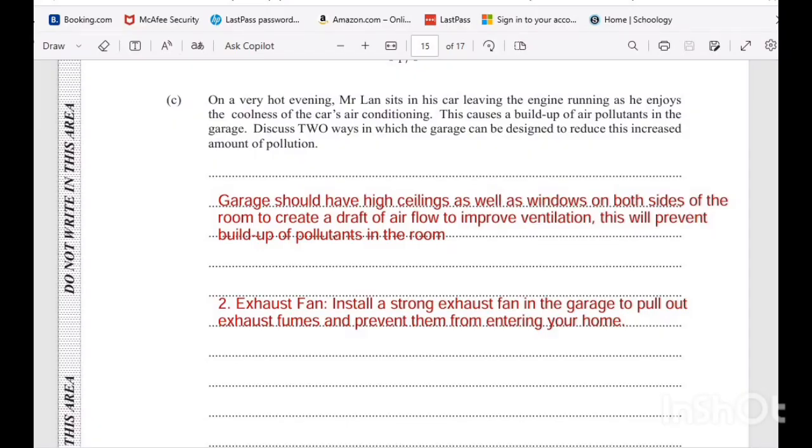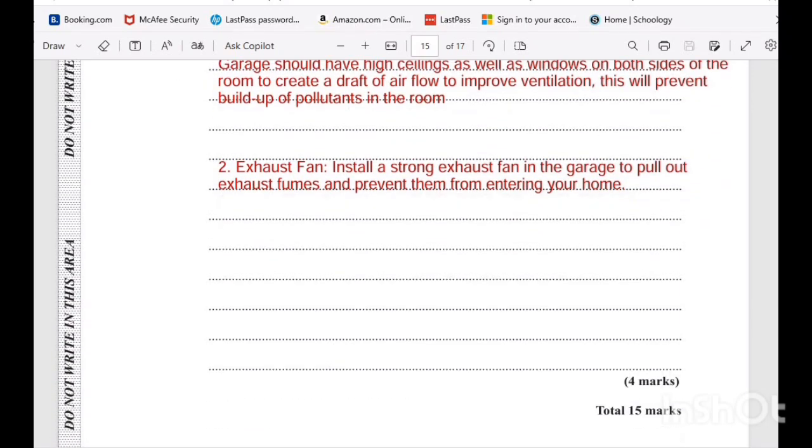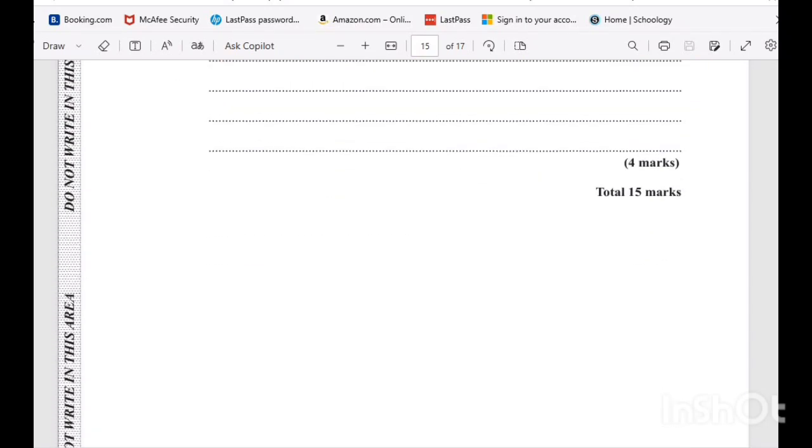And then the second one is an exhaust fan. So he should install a strong exhaust fan in the garage to pull the exhaust fumes and prevent them from entering the home. And that's 4 marks. And that's the end of that question.